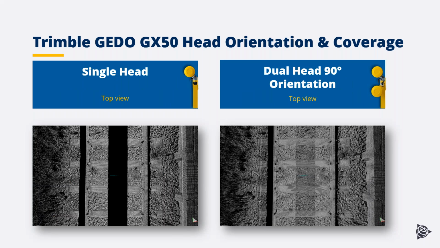So here is an example. We took the top view of the rail with a single head configuration to the left and a dual head configuration with a 90-degree orientation to the right. You can see that with a single head configuration, there's a little gap in between the rails. If you look into the level of detail on the right picture, you can clearly see that, first of all, you don't have that black strip anymore. You have a higher point density and a higher level of detail if you use the dual scan head configuration with a 90-degree orientation.